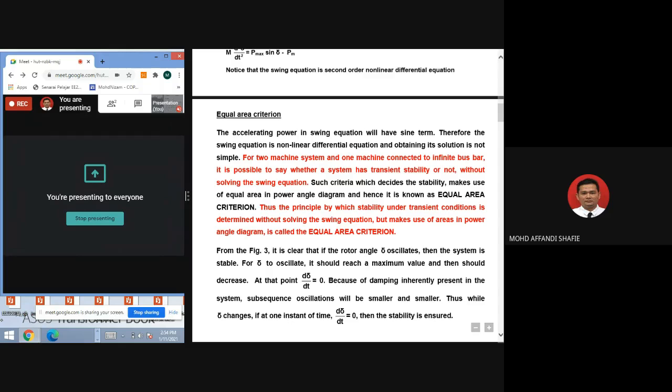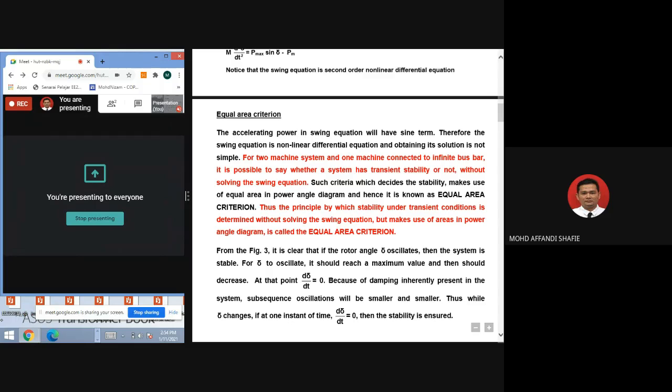Okay, so from the previous class, we have learned about the swing, how we get the swing equation, right? So you can refer back to the previous video that I had submitted to you through the WhatsApp. So today we will discuss the equal area criterion.